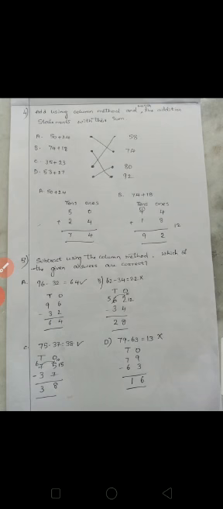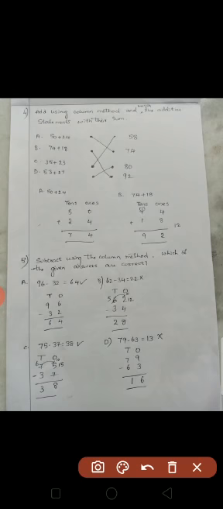If you add using the column method and match the addition statements with their sums, 50 plus 4, column method is nothing but you need to write tens and ones. So here, tens and ones. 0 plus 4 is 4. 5 plus 2 is 7. It is 74. Then match the number.